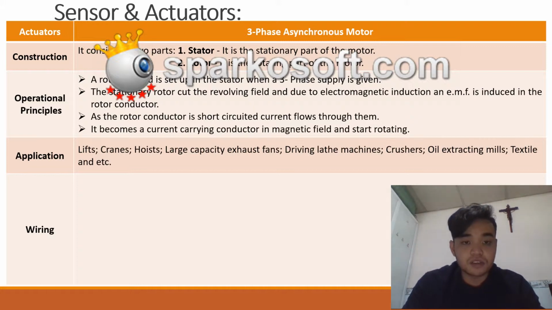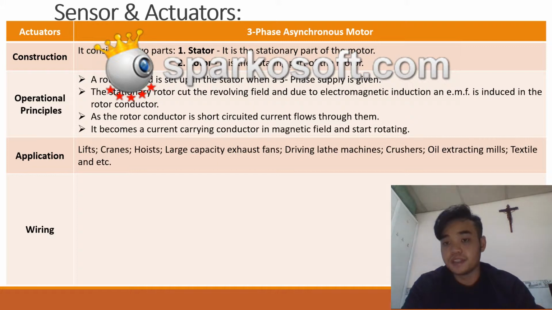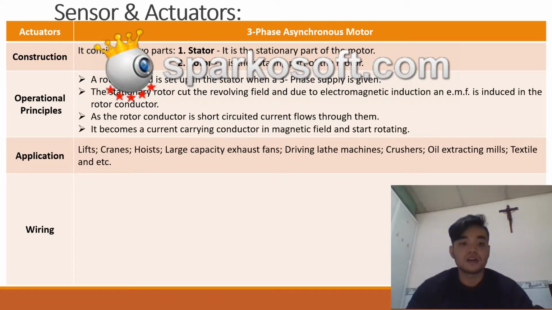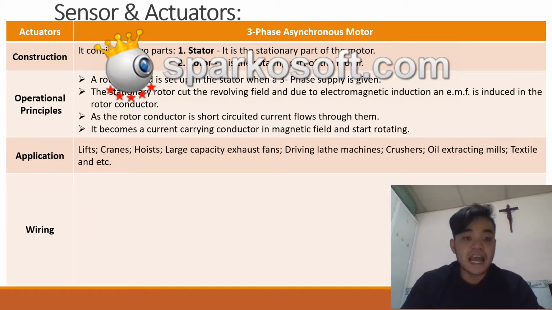The stationary rotor cuts the rotating field. Due to electromagnetic induction, an EMF is induced in the rotor conductors. As the rotor conductors are short-circuited, current flows through them, and each becomes a current-carrying conductor in a magnetic field and starts rotating.